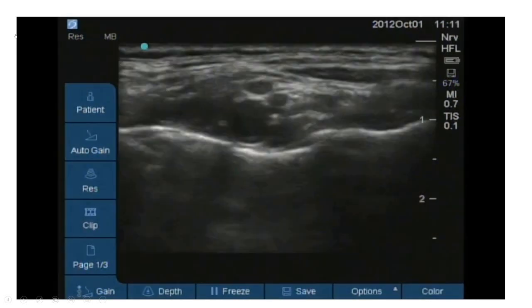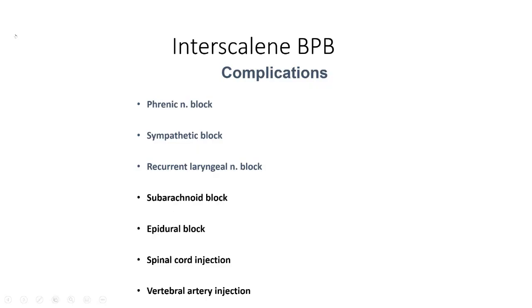These are the complications of interscalene block. With the conventional high volume interscalene block, phrenic nerve was almost always blocked. Now, slight modifications of the interscalene block have been described, as well as it has been suggested that a low volume interscalene block will prevent phrenic nerve blockade.